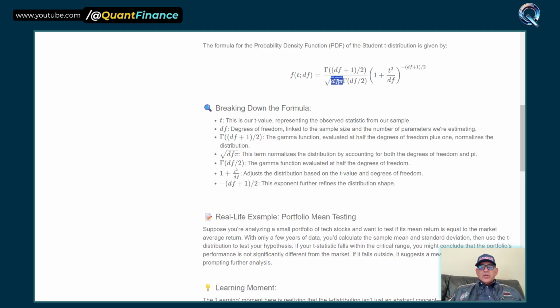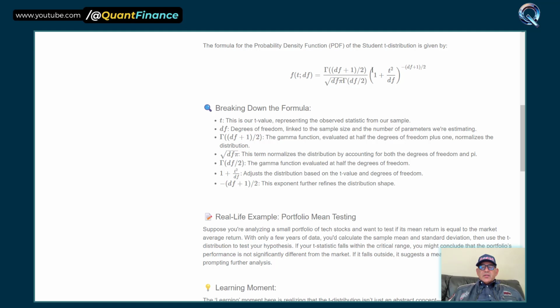And then there is one more in the denominator here, which is very important to understand. This first part normalizes the distribution by accounting for both degrees of freedom and pi. We see that here. Degrees of freedom and pi both are normalized here. And this second part is again a gamma function which is evaluated at half of the degrees of freedom, starting from this gamma here, highlighted in blue.